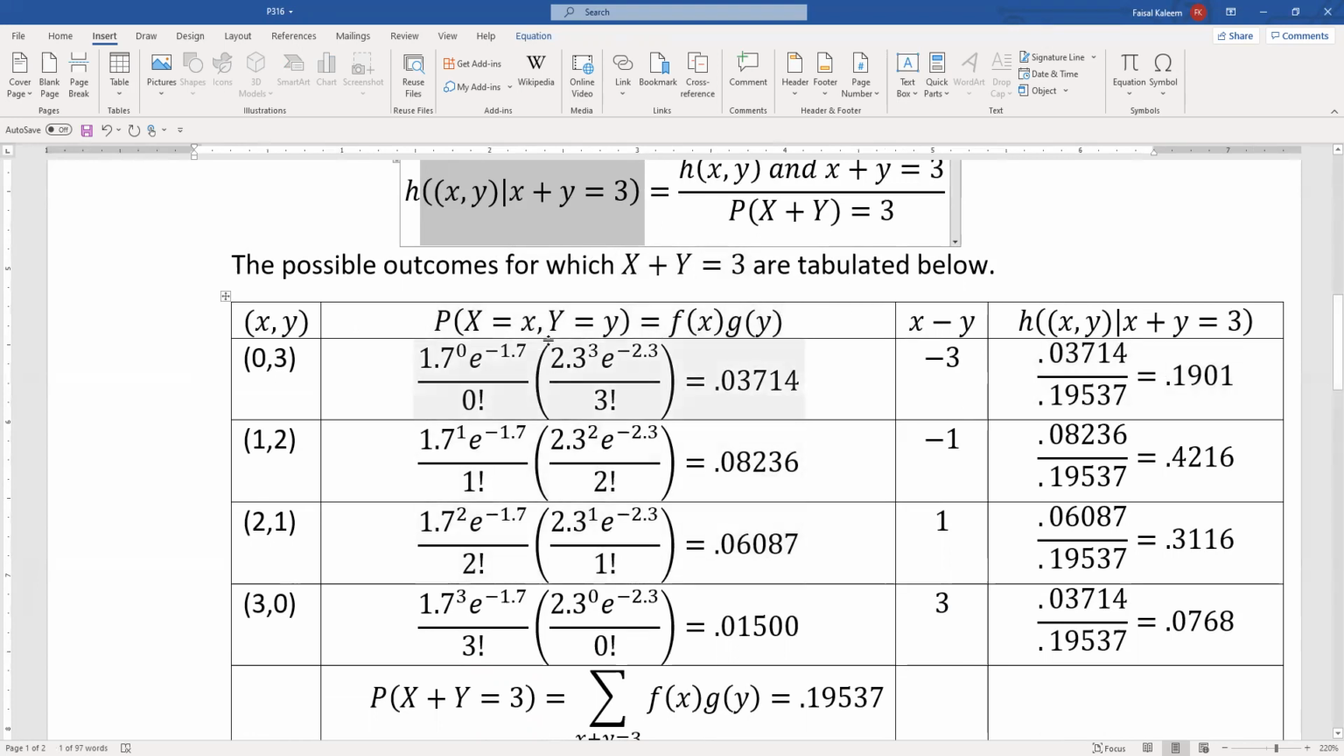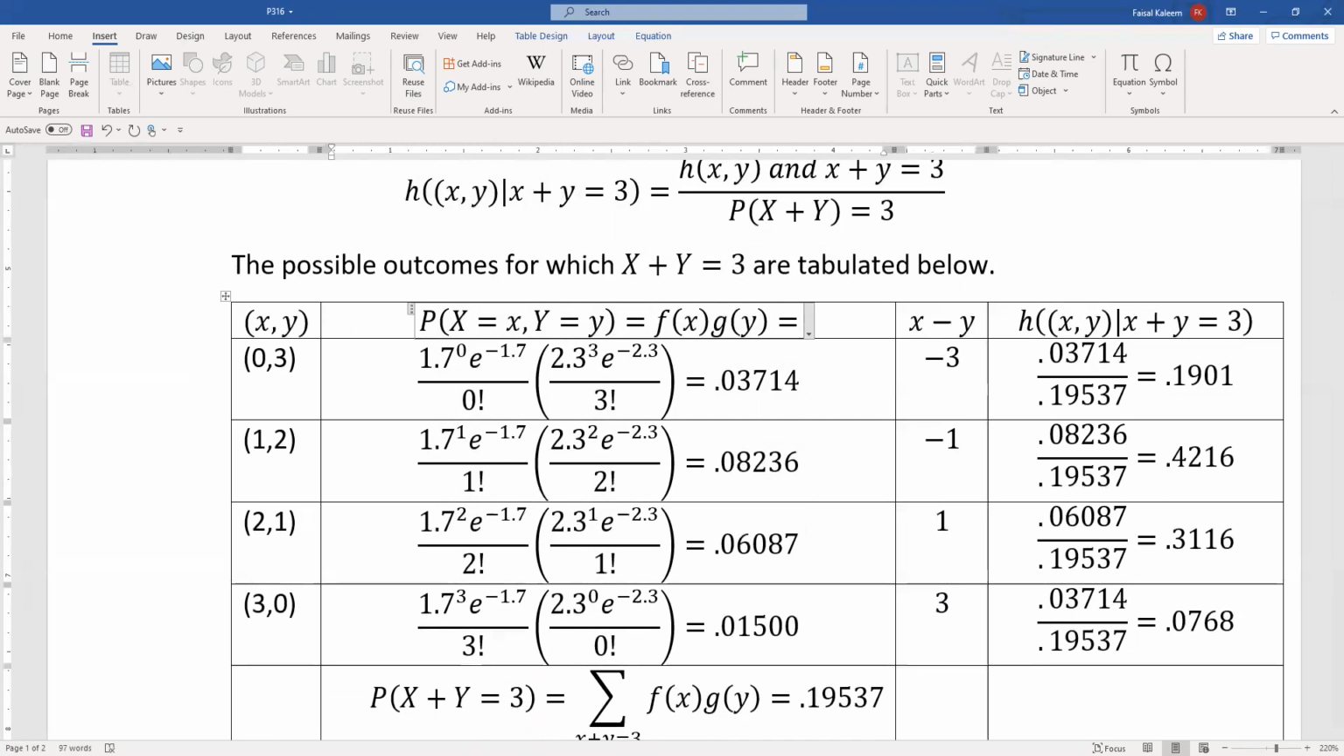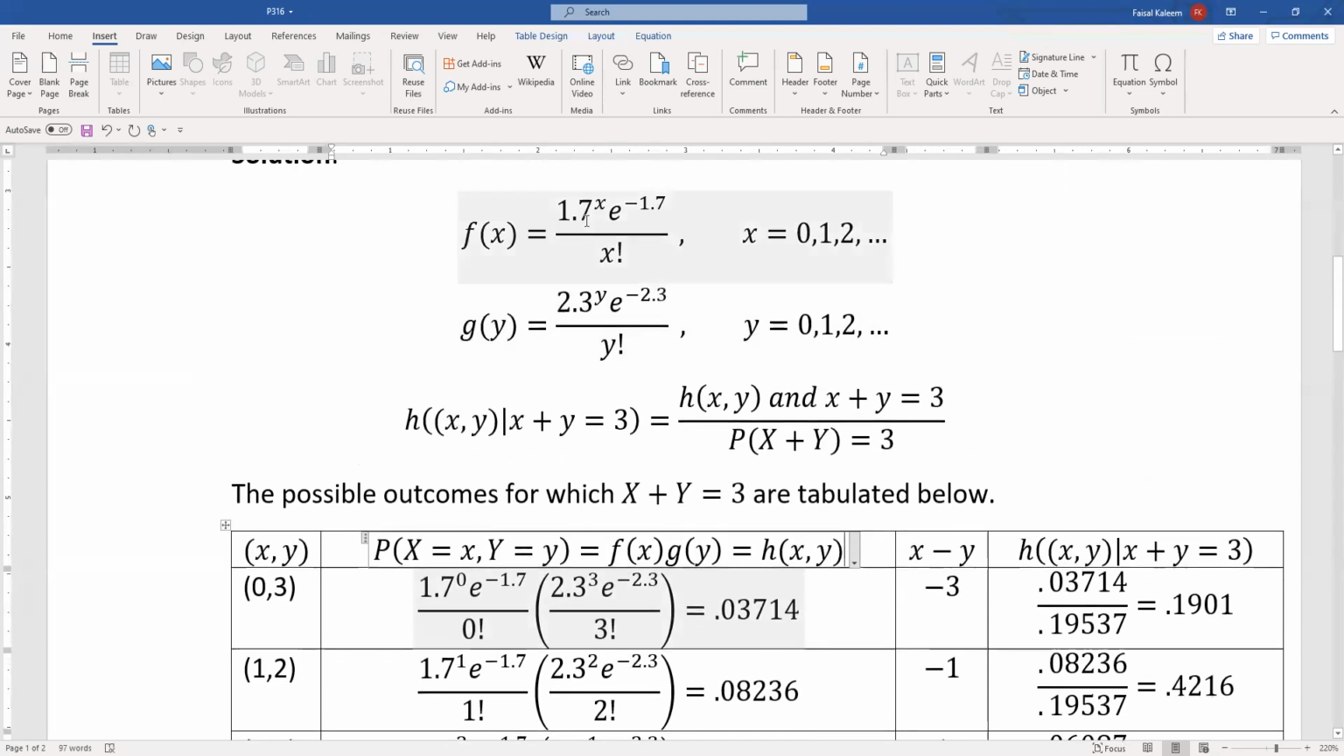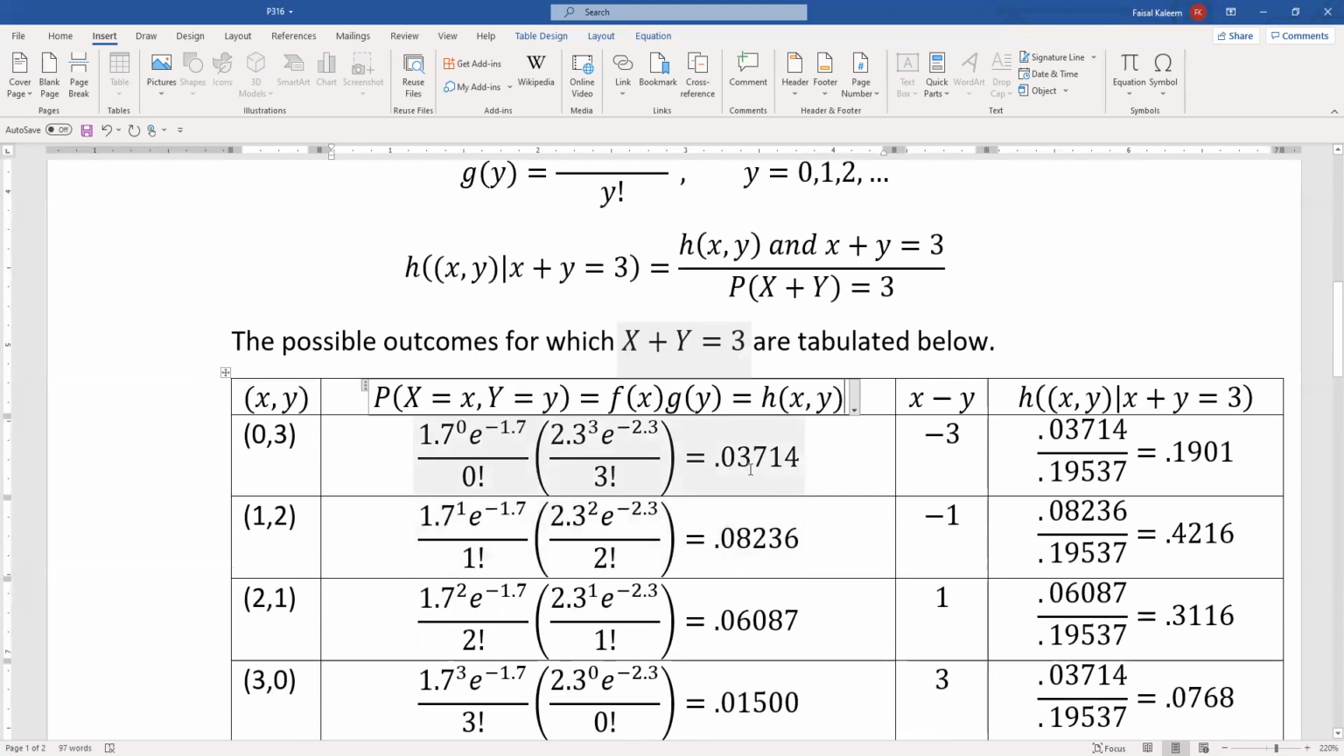So the probability X equals x, Y equals y is f of x times g of y, which is h of x, y. Now we're using the fact that X and Y are independent, therefore we can split this probability into the product f of x times g of y. X is 0 in this row, so in f we substitute 0, and Y is 3 in this row, so we substitute 3 in g. That gives us 0.03714. And similarly all others. Here X is 1 and Y is 2 in the second row, and so on.